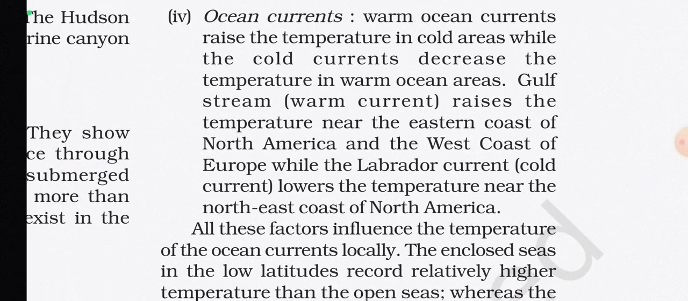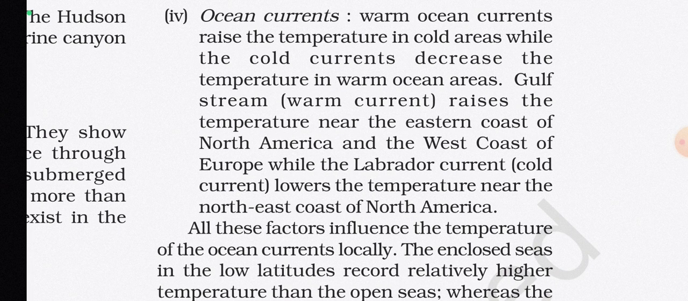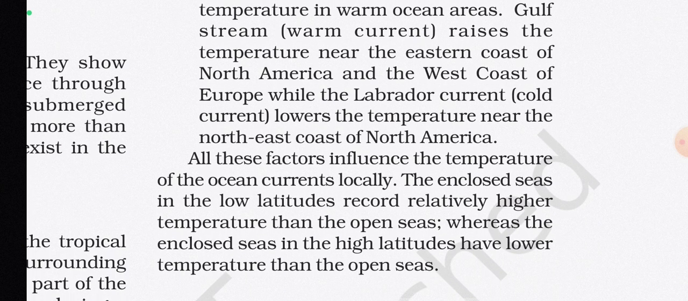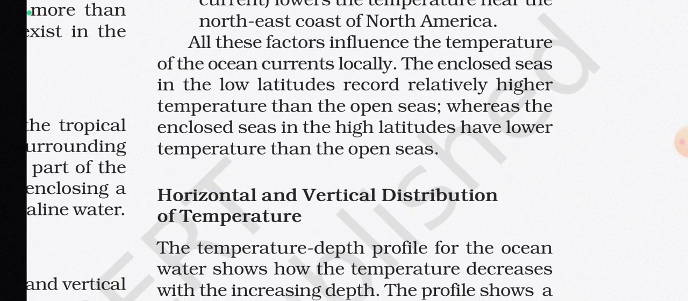Ocean currents. Warm ocean currents raise the temperature in cold areas while the cold currents decrease the temperature in warm ocean areas. The Gulf Stream warm current raises the temperature near the eastern coast of North America and the west coast of Europe, while the Labrador cold current lowers the temperature near the northeast coast of North America. All these factors influence the temperature of the ocean currents locally.